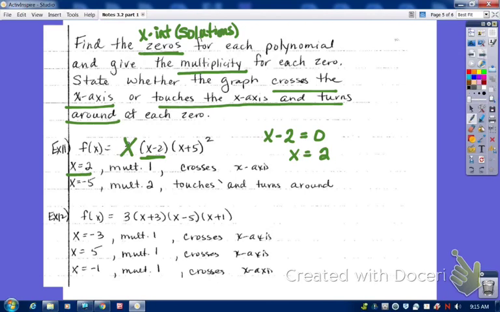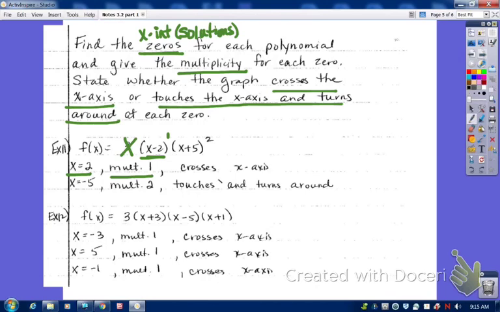Then it wants the multiplicity. The multiplicity comes from how many times the factor x minus 2 occurs. So you just look back at the problem. That x minus 2 only occurs once, so we say the multiplicity is 1. The multiplicity has to do with the factors. If the multiplicity is odd, then that is an x-intercept where the graph will just cross the x-axis.